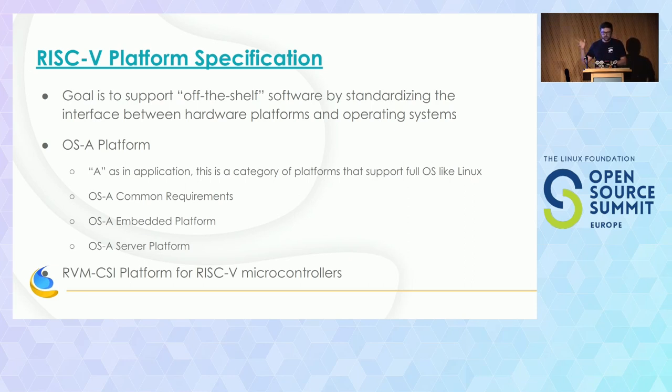There are kind of two different categories here. There is RVM-CSI, which is meant for microcontrollers, so I'm not going to really talk about that here. But the one that we're interested in, in the context of running a full operating system like Linux, is OS-A. That A stands for application. And it breaks down into a couple different categories. There's common requirements, and then there's a specific one for embedded, and another one for server platforms.